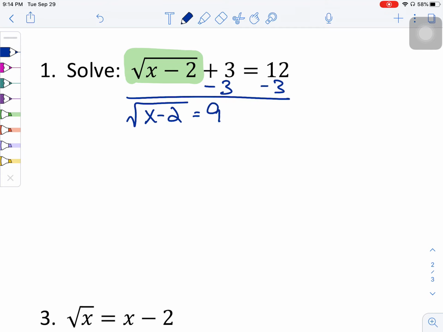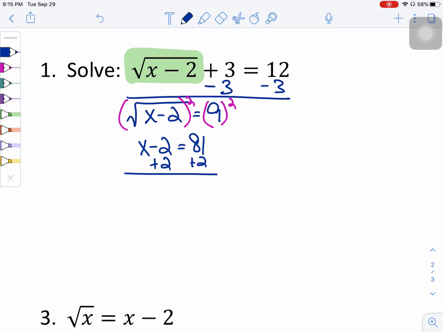It is 9. Now, everything in math has an opposite operation. The opposite operation to the square root is to square it. Now, what you do to one side, you've got to do to the other. So on the left side, the square and the square root cancel, leaving just x minus 2. The right side, you've got 9 squared, which is 81. Now, we're not quite done yet, but we're getting there. We're going to go ahead and add 2 to both sides.